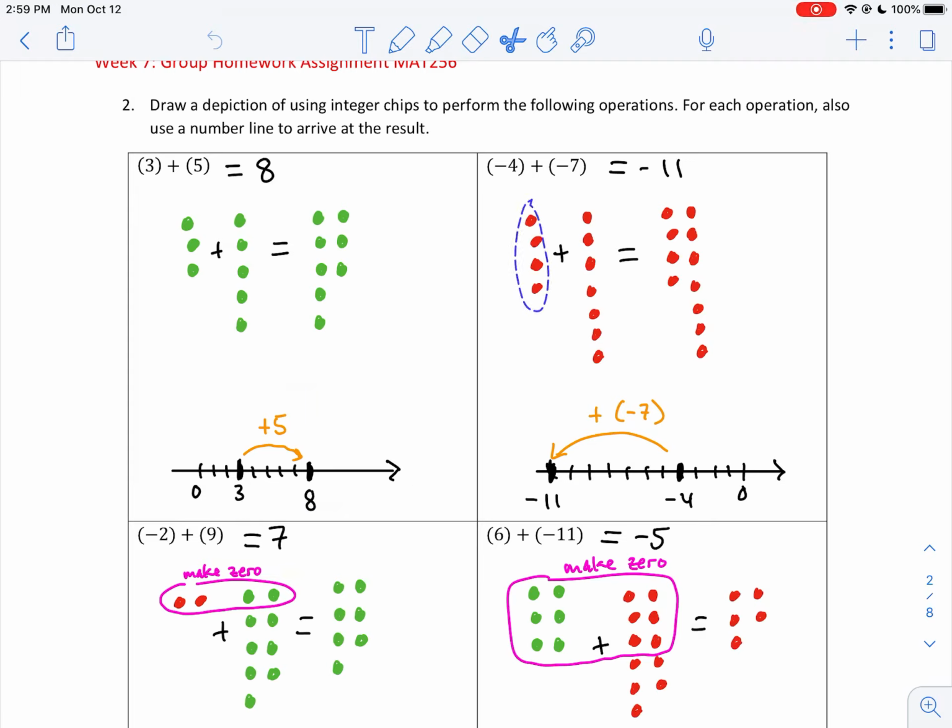If I combine 4 negatives with 7 negatives, I get just more negatives, if you will. I'll get -11. And when you add a negative number, you go left on the number line. So we started at -4, and I add -7, so go 7 left on the number line, and that takes you to -11.